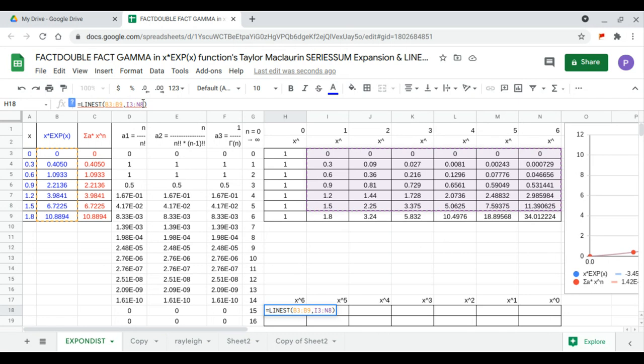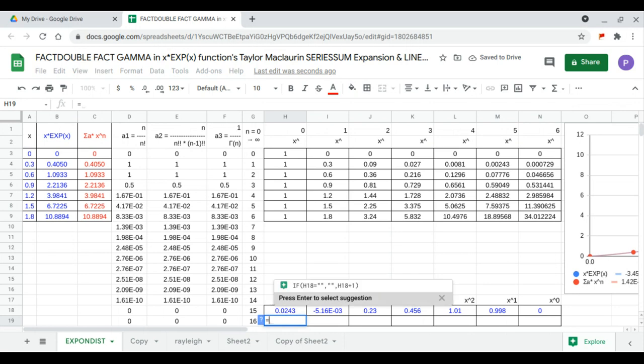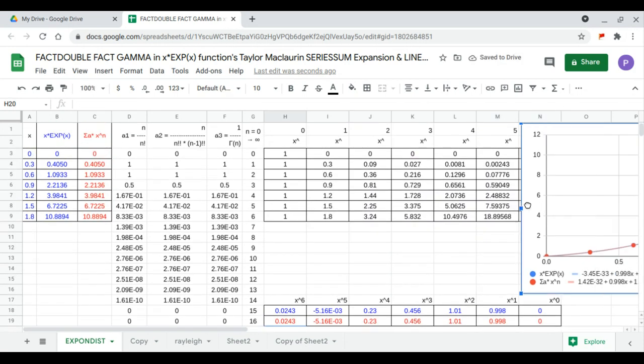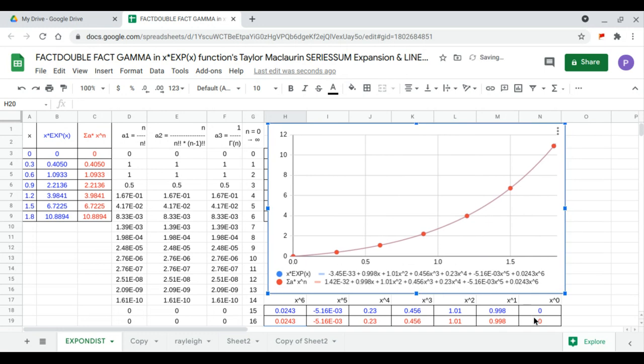Oh, this is our data x should cover this. And the expansion, LINEST data y and data x. And enter. We'll compare. Coefficient of x to the 0, 0, because this is very small. Times 10 to the minus 33, times 10 to the minus 32. This is very small. So that's already 0.